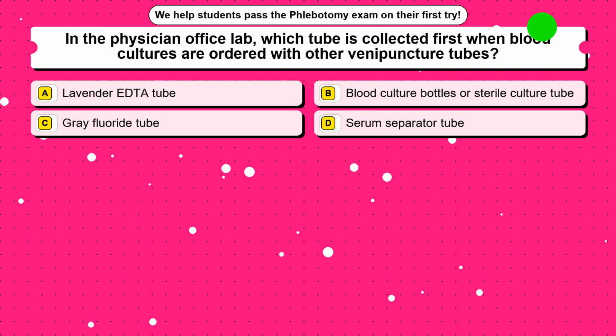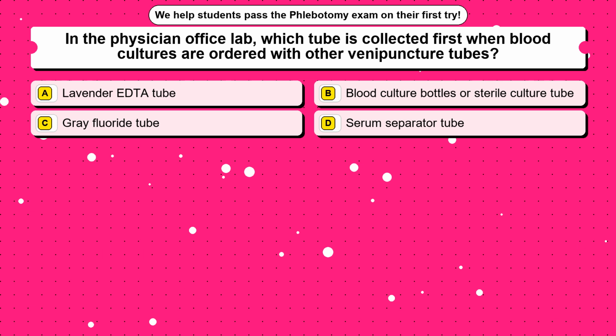Question 41. In the physician office lab, which tube is collected first when blood cultures are ordered with other venipuncture tubes? Option A. Lavender EDTA tube. Option B. Blood culture bottles or sterile culture tube. Option C. Gray fluoride tube. Option D. Serum separator tube.